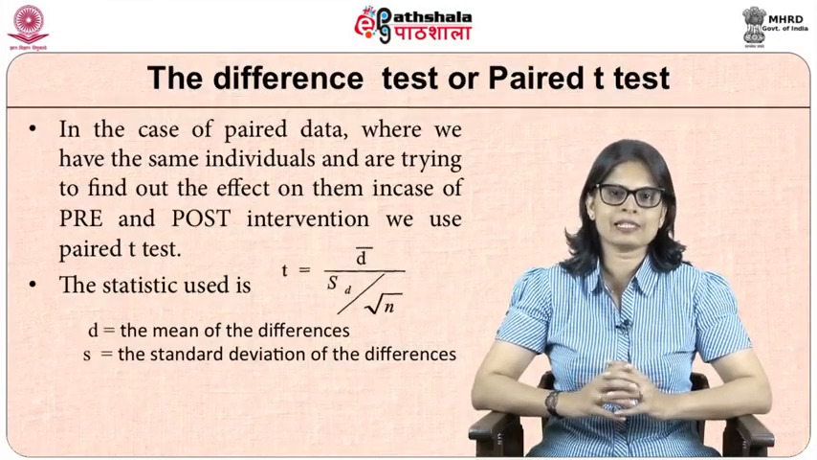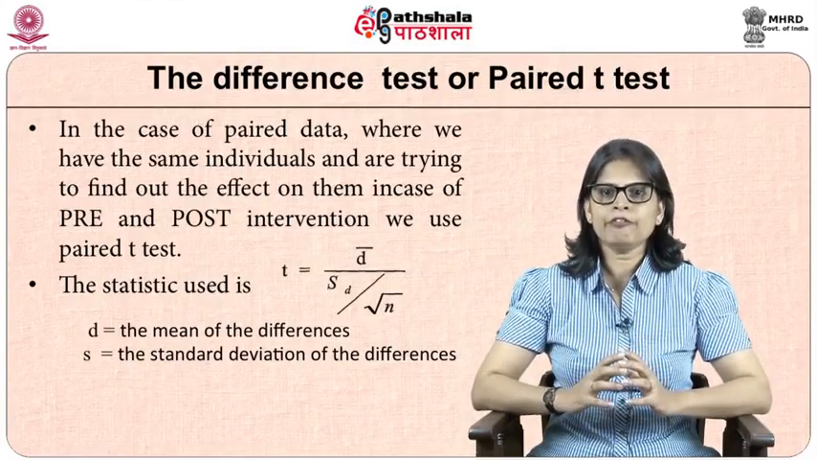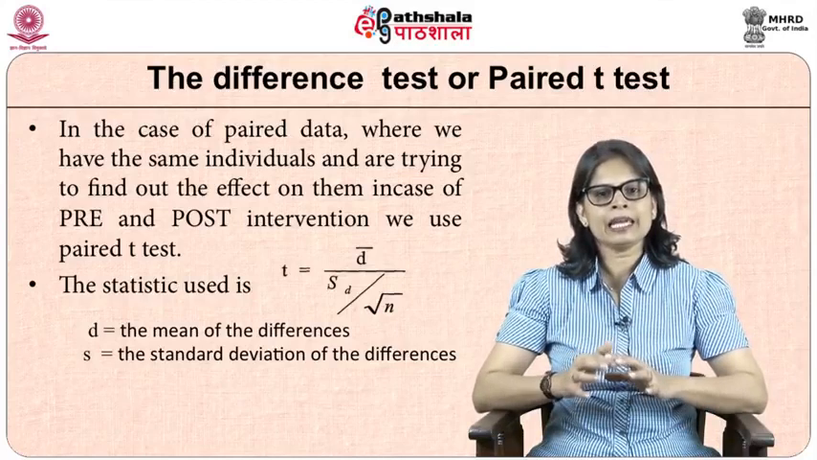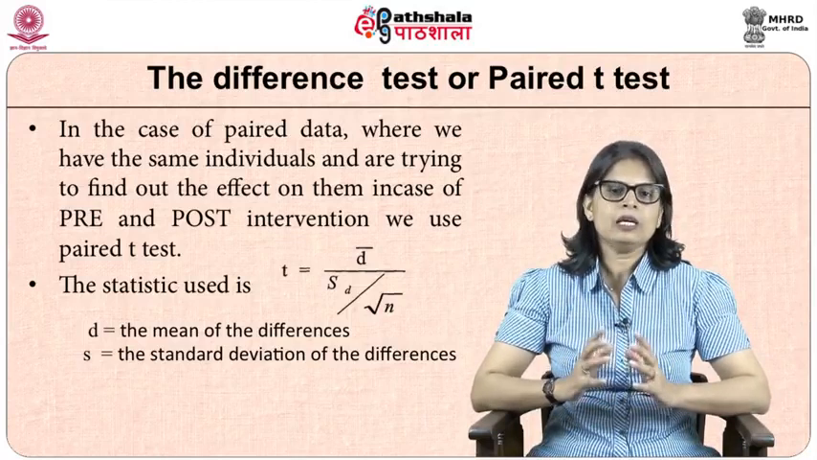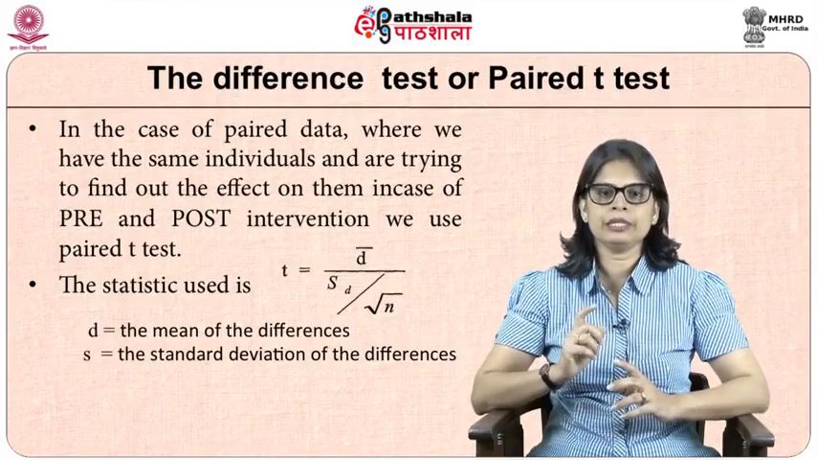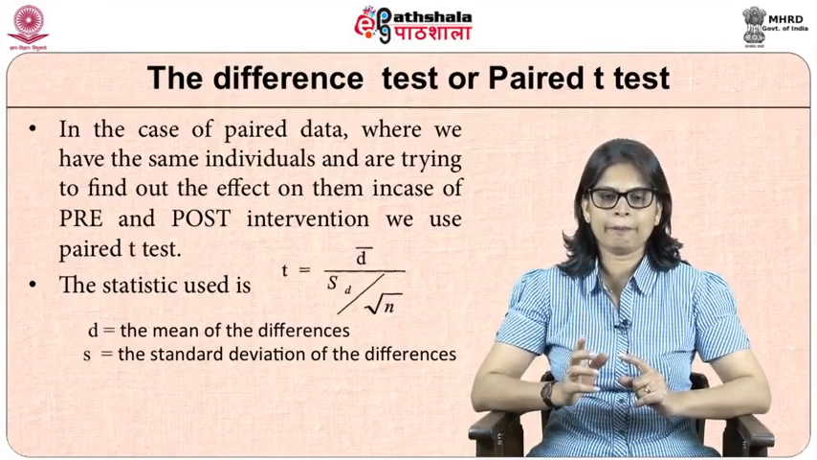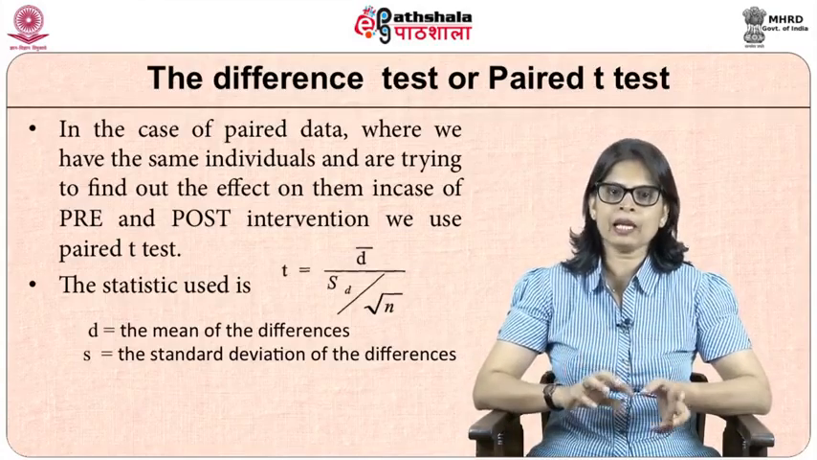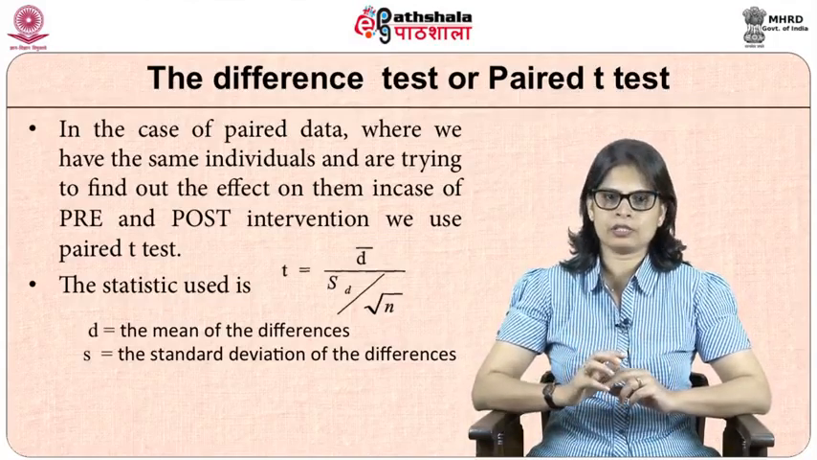The third, or the difference test, is also known as the paired t-test. In case of paired data, where we have the same individuals and are trying to find out the effect of them in case of the pre and post intervention, we use the paired t-test. The statistic which needs to be used here is given by t equal to d bar upon sd divided by square root of n. Here, d bar is the mean of the differences between the pre and the post intervention values, whereas s is the standard deviation of these differences.